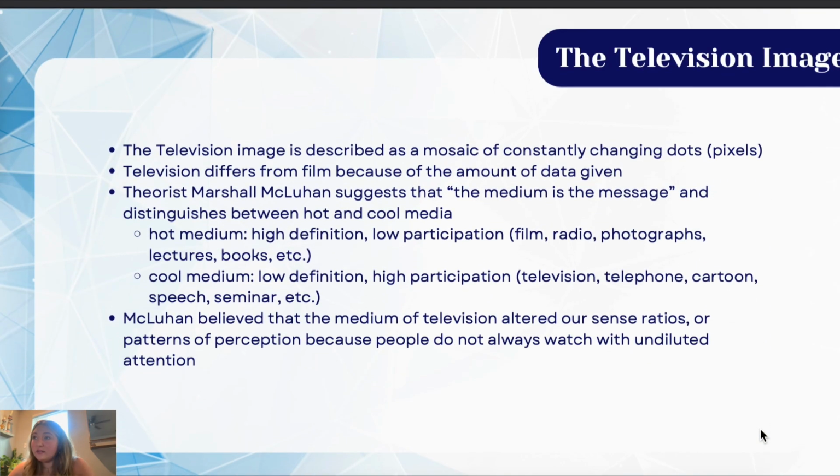So first, the television image. The television image is described as a mosaic of constantly changing dots or pixels. It differs from film image because of the amount of data that is given, and theorist Marshall McLuhan suggests that the medium is the message, which helps us distinguish between hot and cool media.